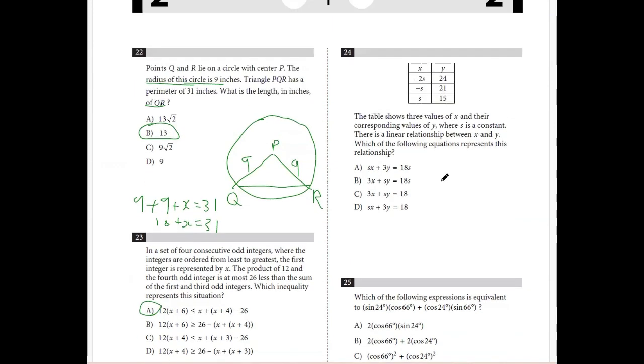Moving on to 24. The table shows three values of x and their corresponding values of y, where s is a constant. There's a linear relationship between x and y. Which of the following equations represents this relationship? So it's basically finding the linear equation function.